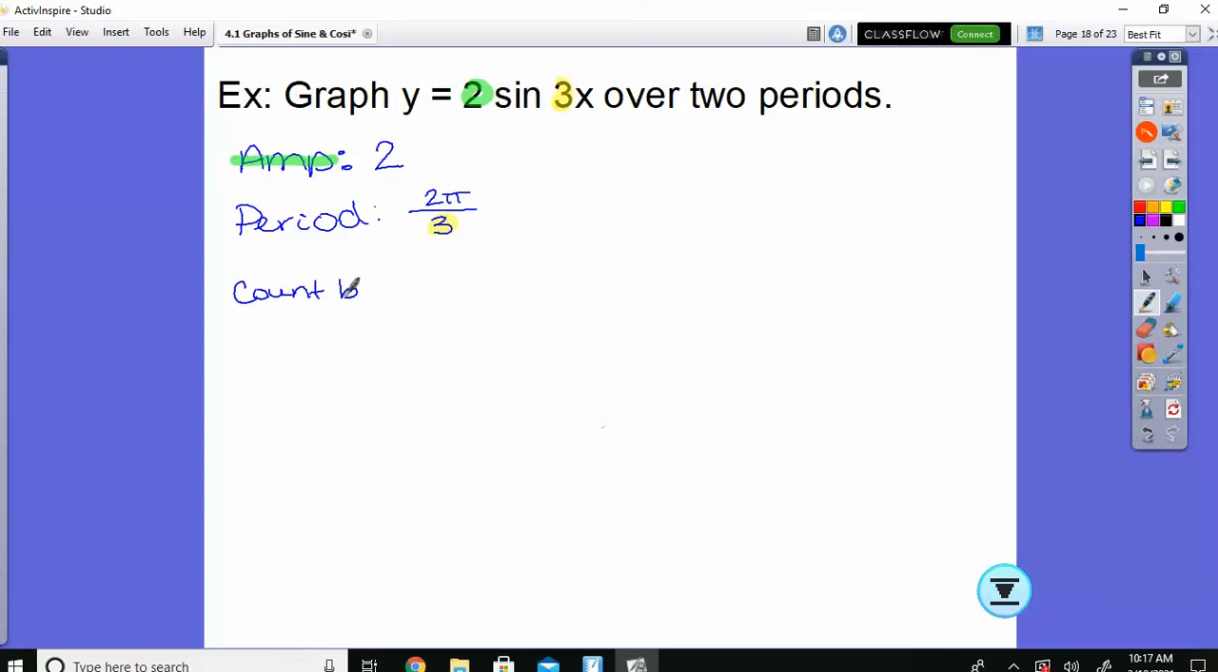Count by. This will give me the points on my x-axis, and you always get that by doing your period divided by 4 for 4 quadrants. Now what that means, that's like 2 pi over 3 times 1 over 4. You get pi over 6. You can use your calculator to get that count by. Just don't put in the pi's. Do 2/3 in parentheses, divided by 4, then turn it back into a fraction. And it'll give you the pi over 6.